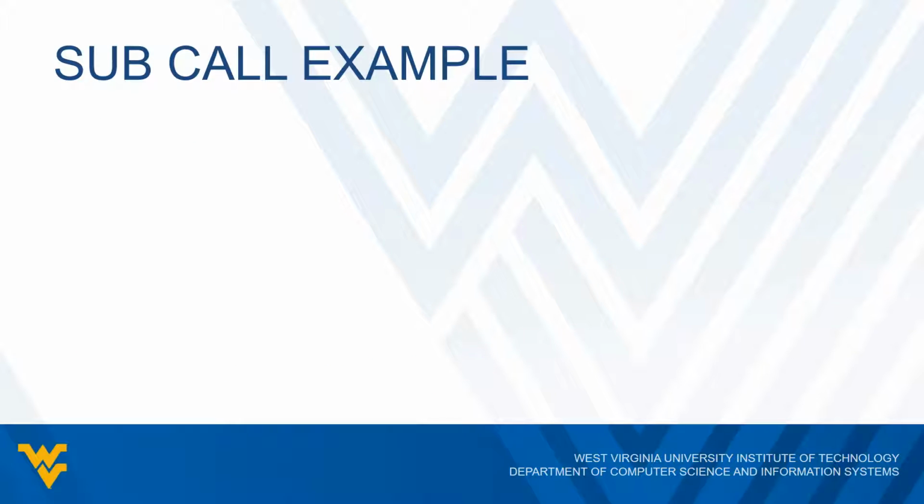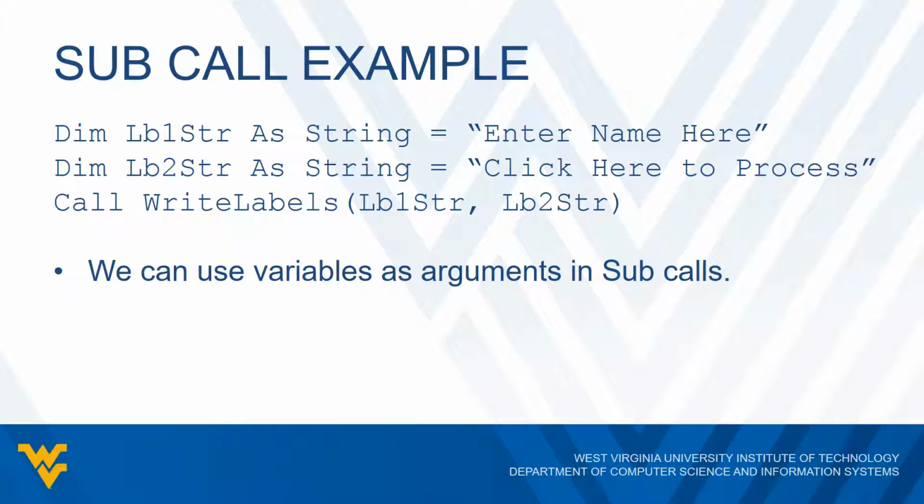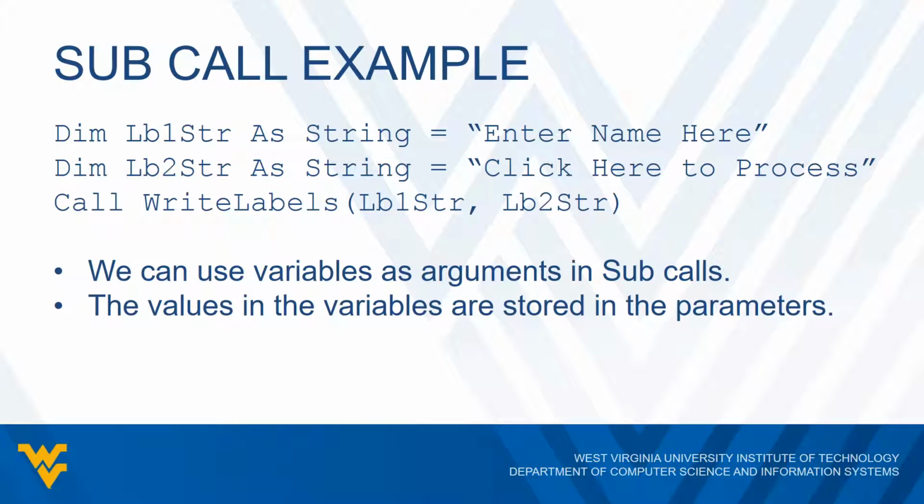Let's do one more example of calling our method. And we said before that we can use variables if we want to. Well, here's the example. In this case, we can use variables as arguments in our sub calls. And what happens here is that the values that are in the variables would be stored in the parameters. So instead of passing the string value directly, we'll store it in the variable, we'll pass the variable, and whatever is in the variable will get stored in the parameter.